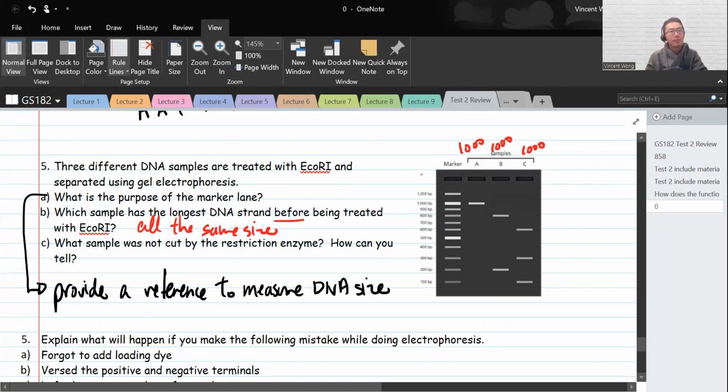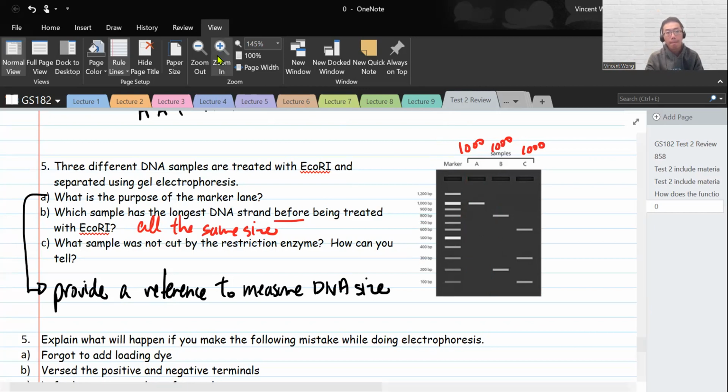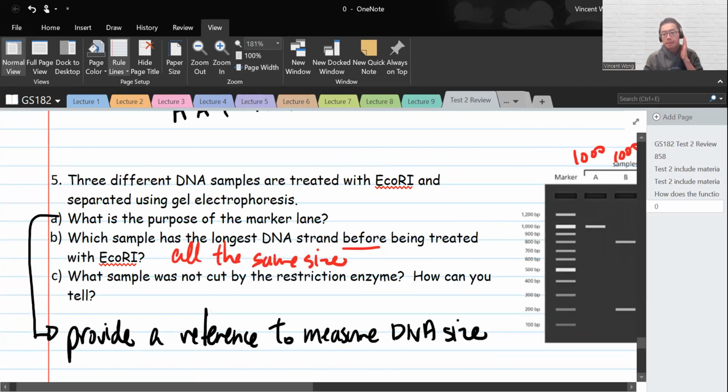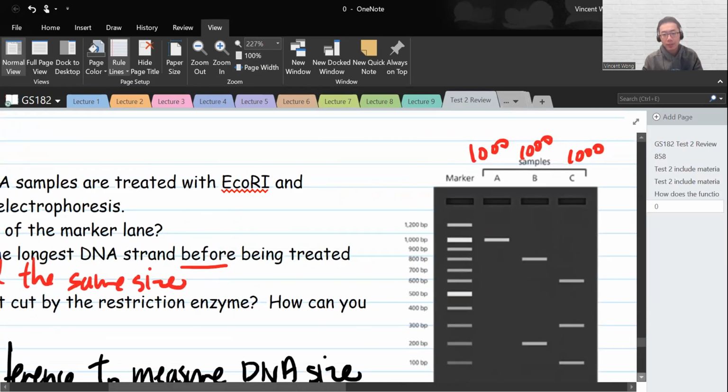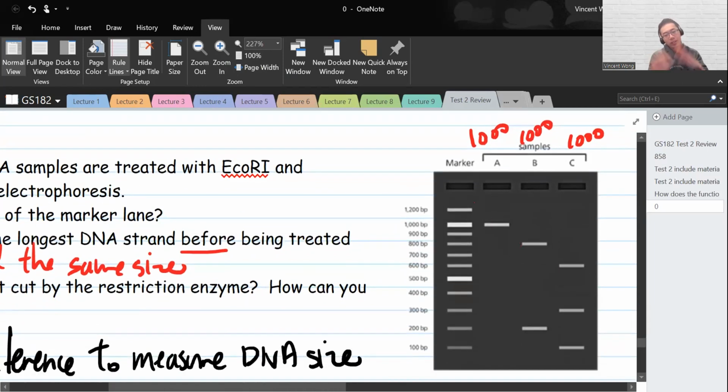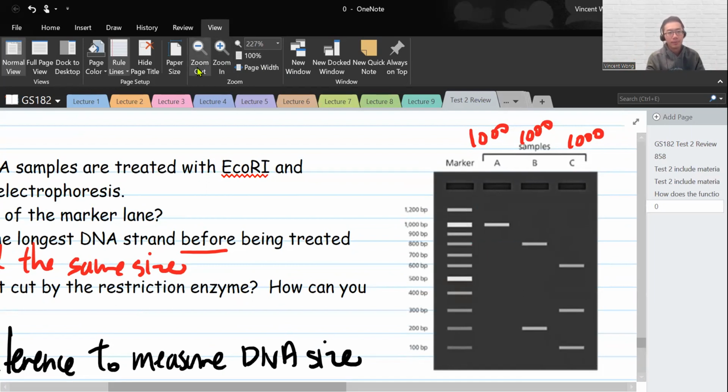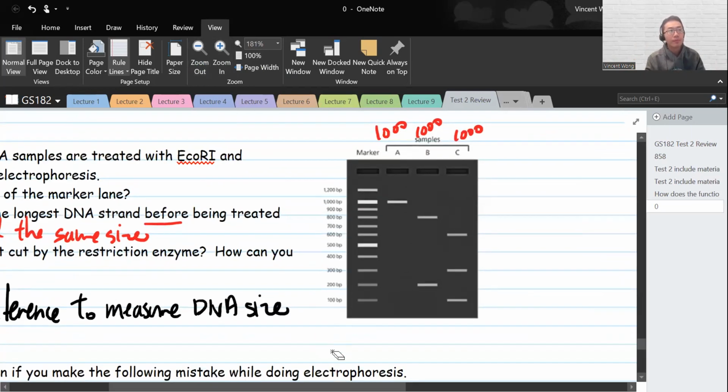How did you know which ones are together? Oh, because each lane, that's one sample. And how did you match it to the base pair? You just have to go sideways. Don't worry about it, you don't have to do this on the test, but you just go sideways. Just find the bar and look at the number.